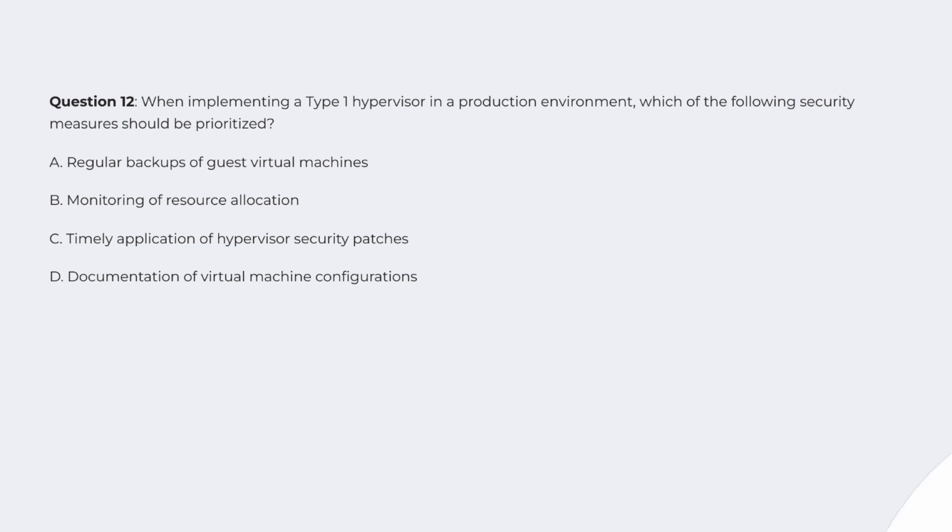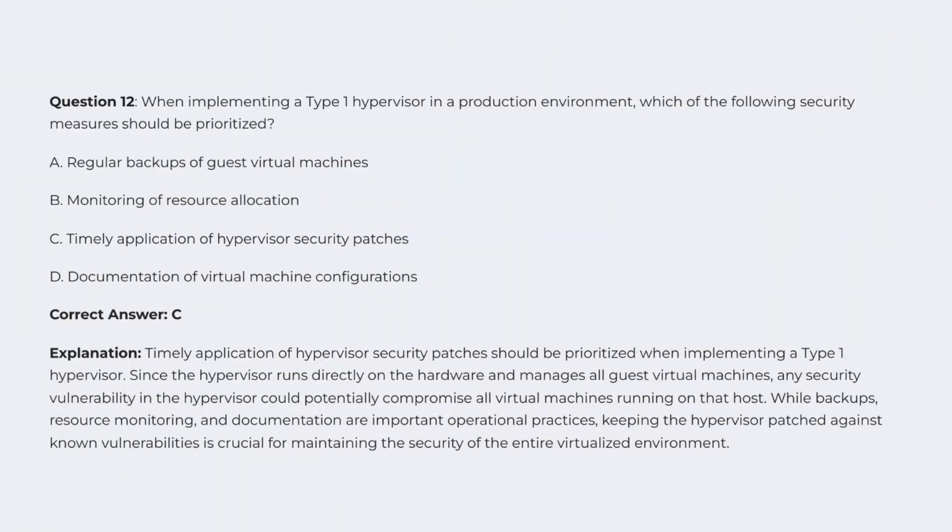Correct answer, C. Explanation. Timely application of hypervisor security patches should be prioritized when implementing a Type 1 hypervisor. Since the hypervisor runs directly on the hardware and manages all guest virtual machines, any security vulnerability in the hypervisor could potentially compromise all virtual machines running on that host. While backups, resource monitoring, and documentation are important operational practices, keeping the hypervisor patched against known vulnerabilities is crucial for maintaining the security of the entire virtualized environment.